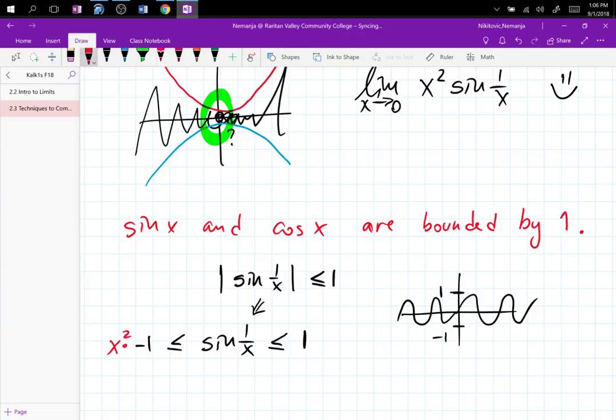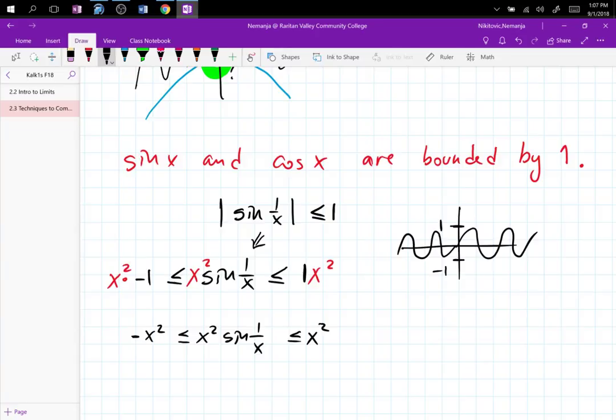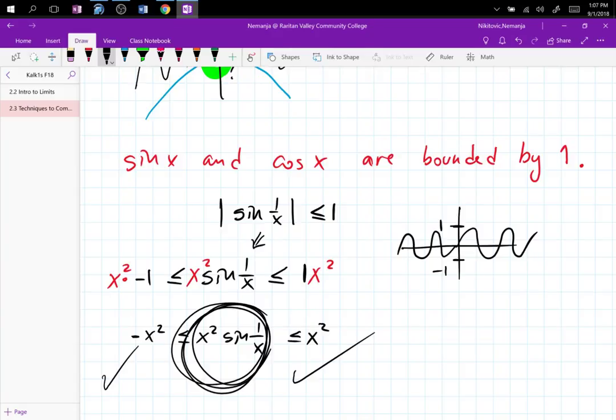Times x squared, times x squared, times x squared. What do I get? I get negative x squared less than x squared sine 1 over x less than x squared. This negative x squared on the left side. What I just did is I squeezed the badly behaving function between two jokes. Right?